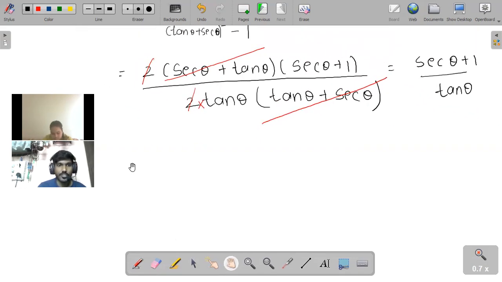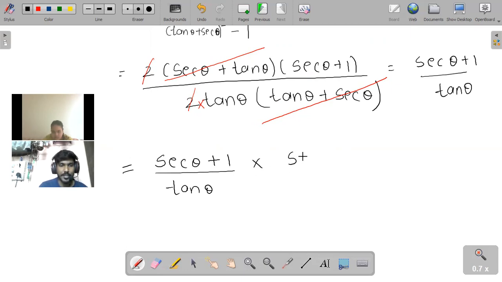And the simplification is you take the rationalizing, but here you rationalize the numerator, not the denominator, because the only possible thing to rationalize is the numerator. So you have sec theta plus 1 upon tan theta, and you will multiply it with sec theta minus 1 upon sec theta minus 1. So then sec theta plus 1 and sec theta minus 1 you can cancel?